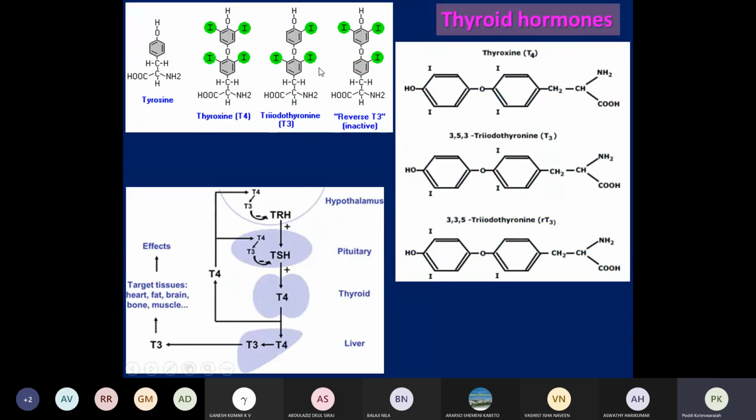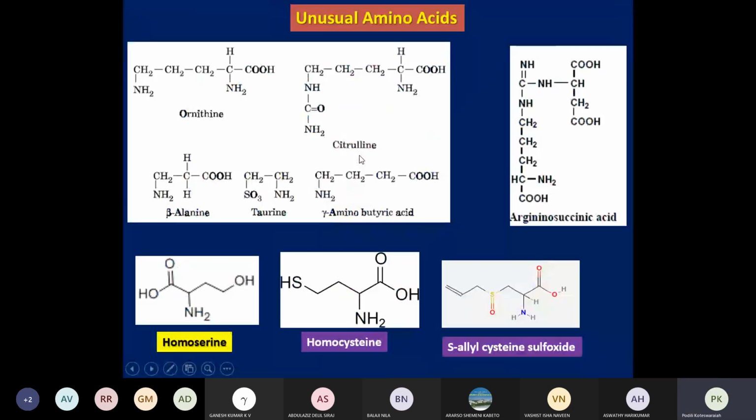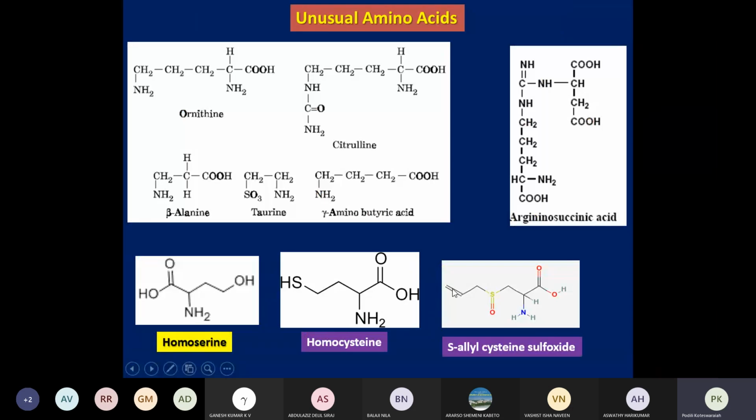All these are the thyroid hormones, so they are derived from MIT, DIT, diiodotyrosine, monoiodotyrosine, and so on. So that means diiodotyrosine and monoiodotyrosine are the precursors for thyroxine. And of course, pantothenic acid is a water-soluble vitamin. Homoserine is an intermediate in methionine metabolism, and homocysteine is also an intermediate in methionine catabolism.